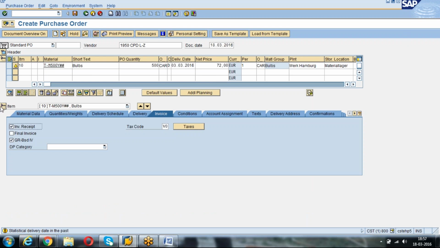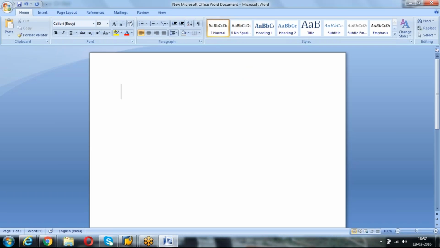See, in this purchase order, when you create an invoice verification, you mainly have to check the invoice tab. If you activate this GR based invoice verification, then you have to perform goods receipt before invoice verification. That's the process called three-way match. For example, what is three-way match? Three-way match means PO, GR, and then invoice receipt. This is three-way match.